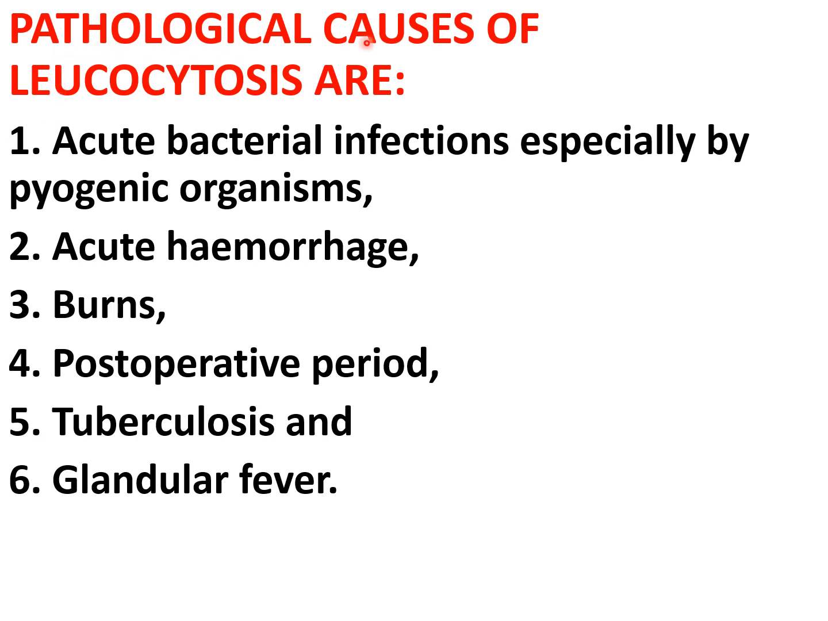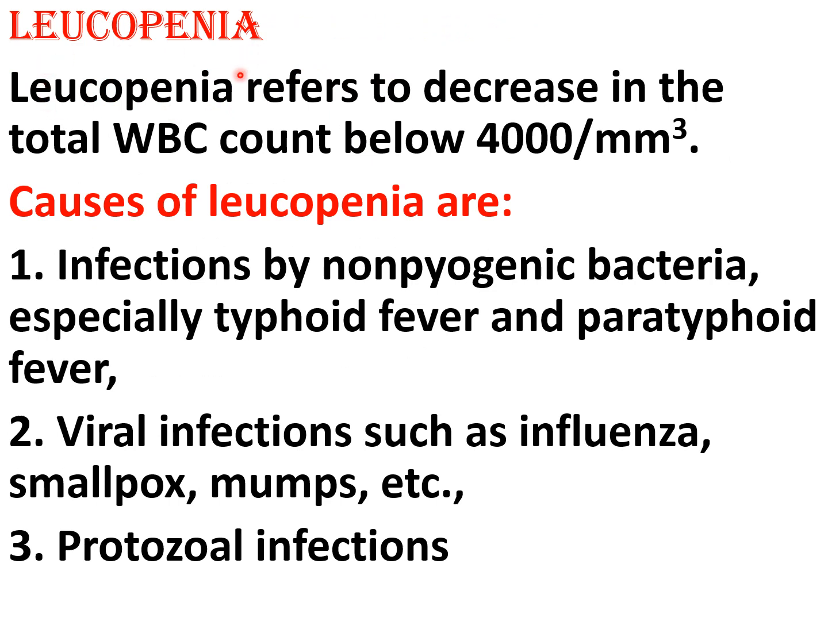Then what are the pathological causes of leukocytosis? These are acute bacterial infections, especially by pyogenic organisms, acute hemorrhage, burns, postoperative period, tuberculosis and glandular fever. Then leukopenia. Leukopenia refers to a decrease in the total WBC count below 4,000 per mm cube. The causes of leukopenia are infection by non-pyogenic bacteria, especially typhoid fever and paratyphoid fever, viral infections such as influenza, smallpox and mumps, and protozoal infection.